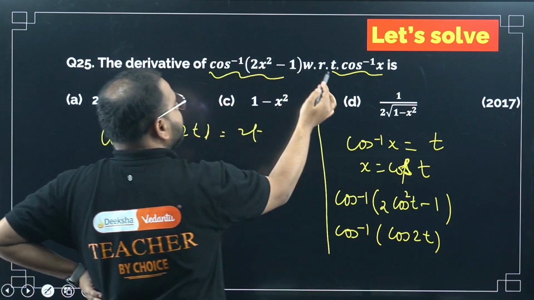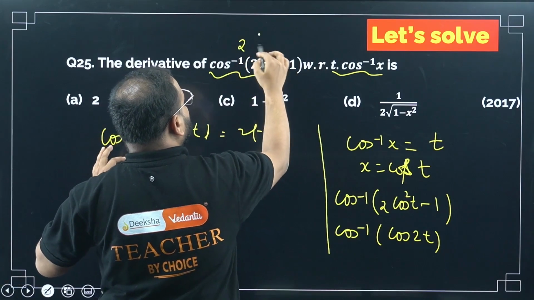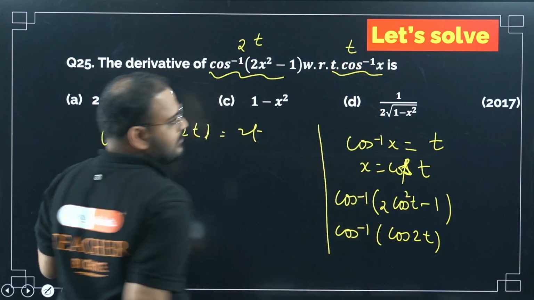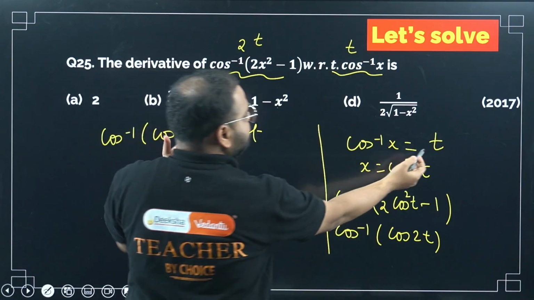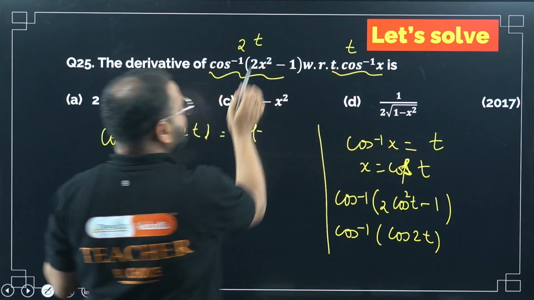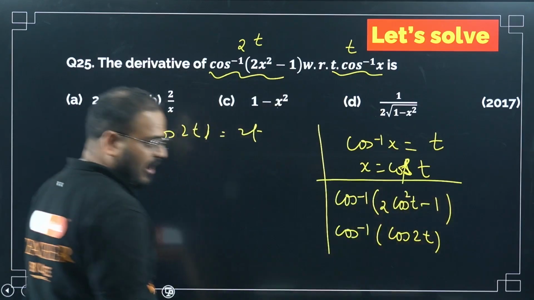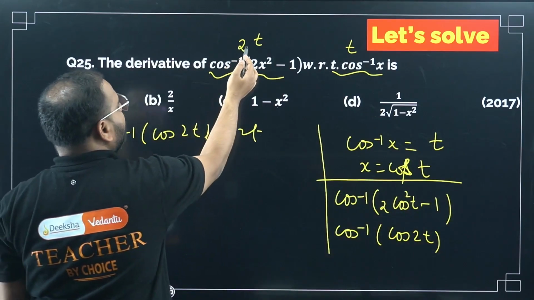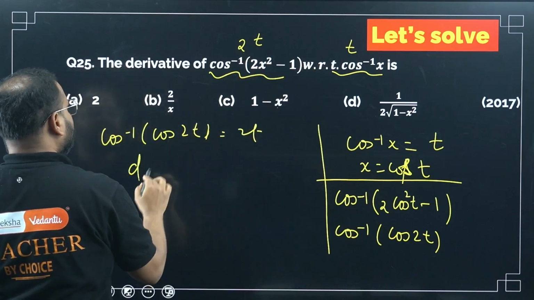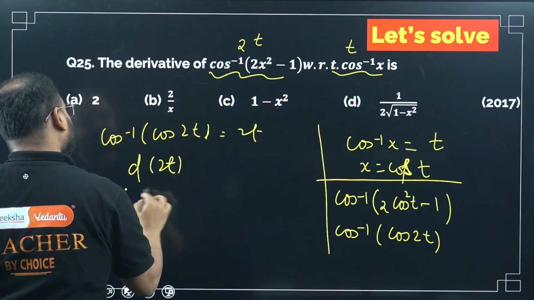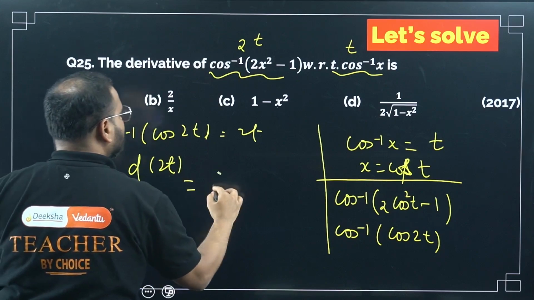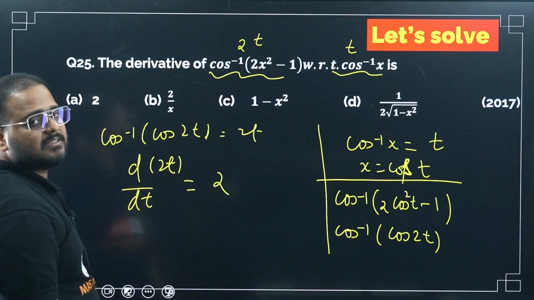This is with respect to this. So basically I got this as 2t and this is t. Please check here. I have taken this as t, this is 2t. Now I have to differentiate this with respect to t. So basically differentiate 2t with respect to t. How much is the answer? 2, sir. D of 2t by dt is just 2.